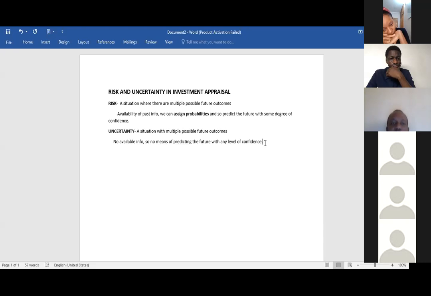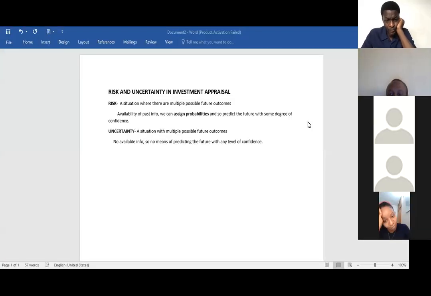One of the last things I want to say: in a risky situation, we have multiple possible outcomes, but we have some predictive ability because there is a presence of past information. While with uncertainty, there is none. There's no presence of past information, so we can't make any prediction with any level of confidence.